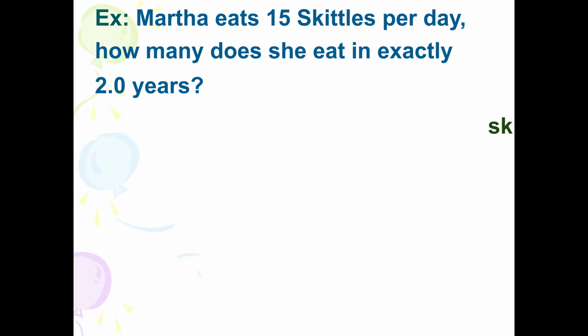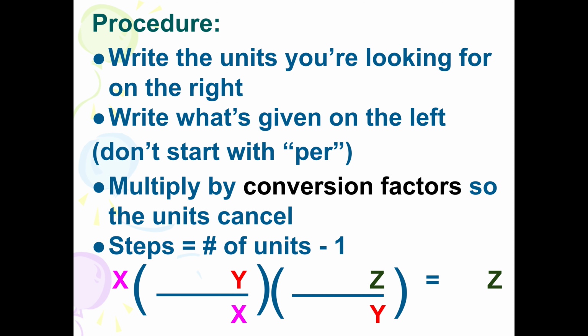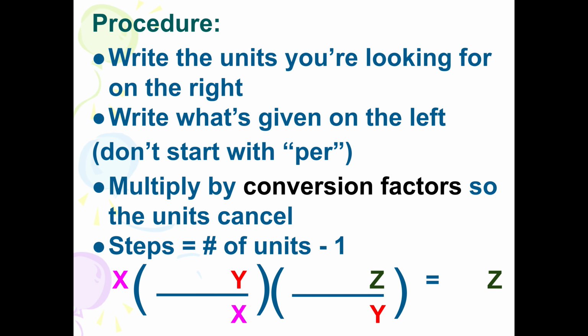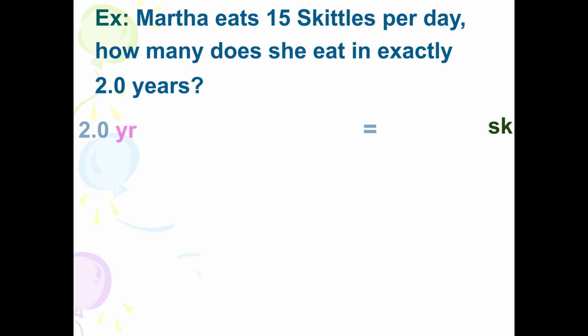Then the next step says, write what's given on the left, but don't start with per. So we're given 15 Skittles per day, or 2.0 years. We should start with 2.0 years because that one doesn't have per. That goes on the left. Now, to count the number of steps, it says, take the number of units minus 1. So here's the idea. We've got Skittles, days, and years. That is 3 different units. So this is a 2-step problem. We're going to insert 2 fractions here in parentheses, 2 conversion factors.